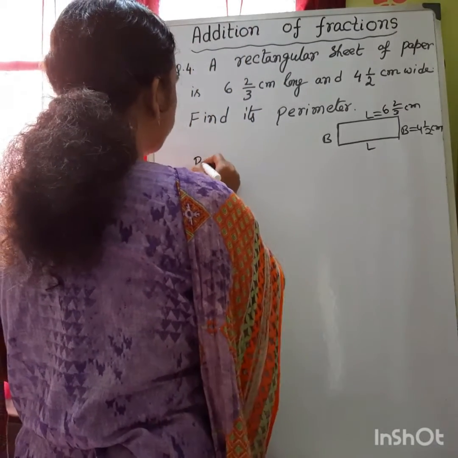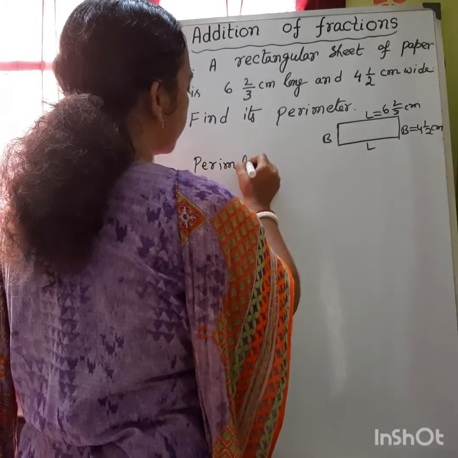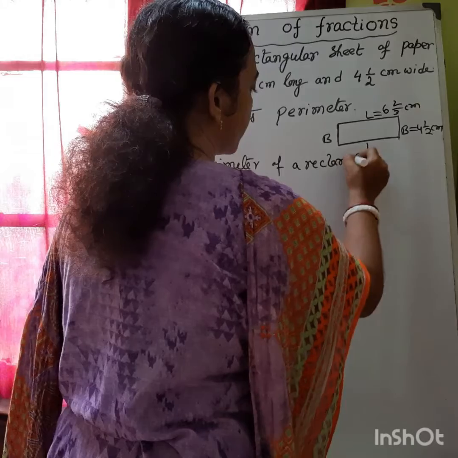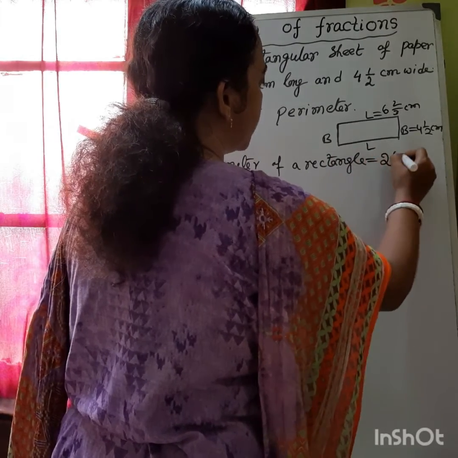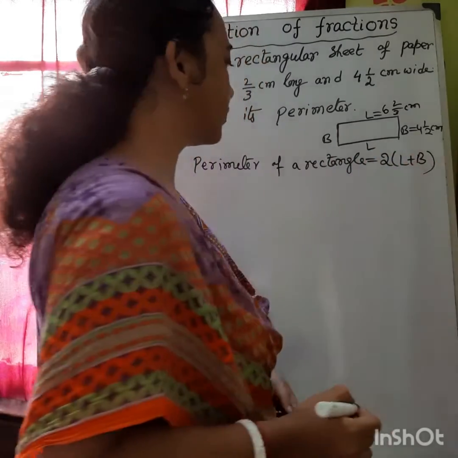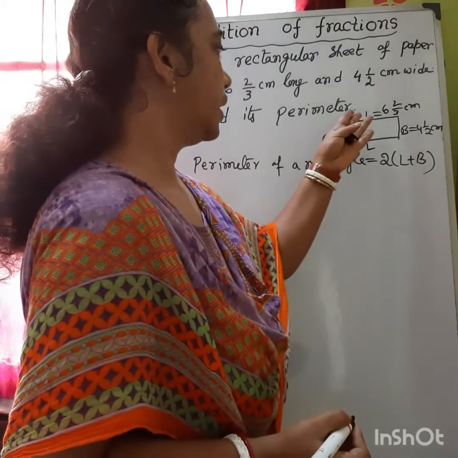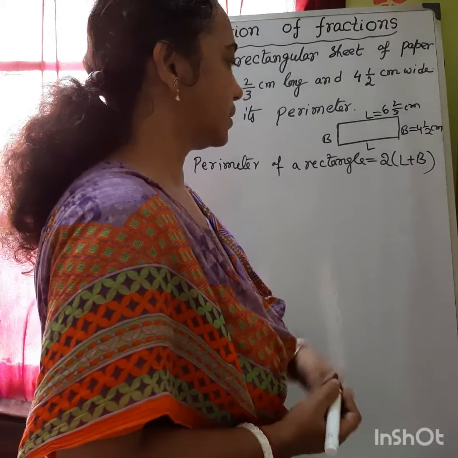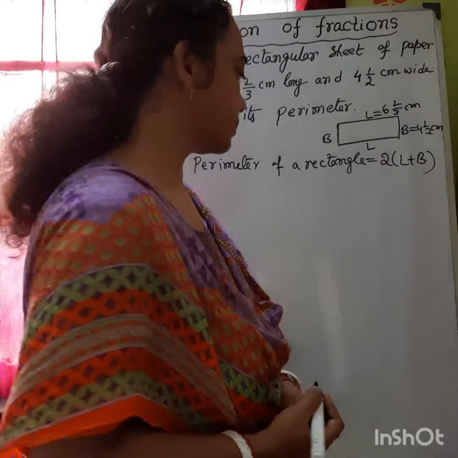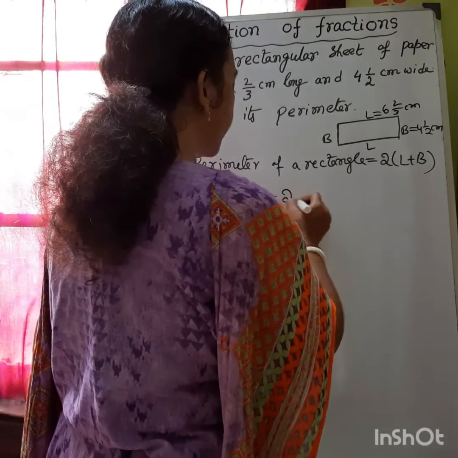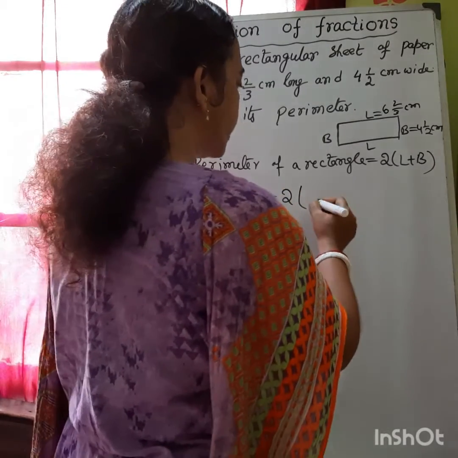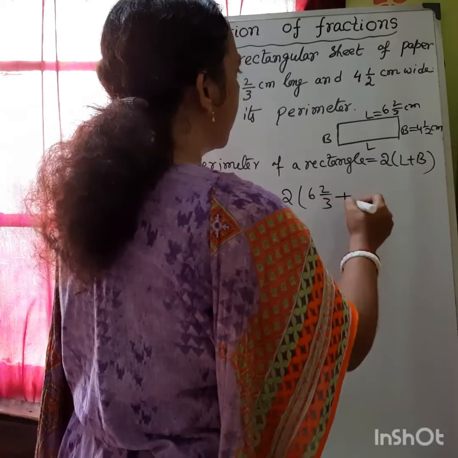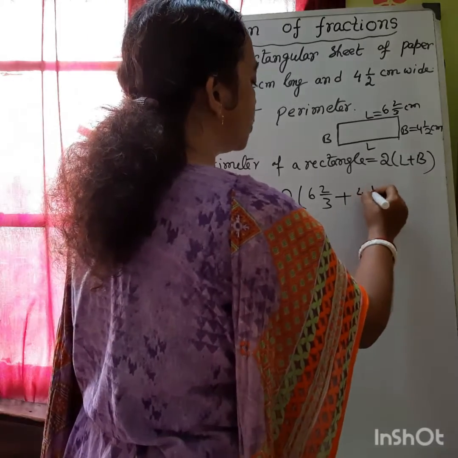So here perimeter of a rectangle is equal to 2 into length plus breadth. That means sum of its 4 sides. So here L plus L and B plus B becomes 2L plus 2B. So that is equal to 2 into under bracket length plus breadth. So let us put the value of length and breadth which is given here, that is in place of length we will put 6 whole of 2 by 3 centimeter plus, and in place of breadth 4 whole of 1 by 2 centimeter.